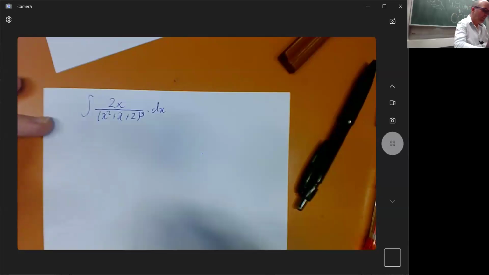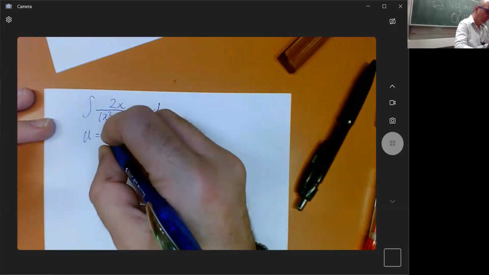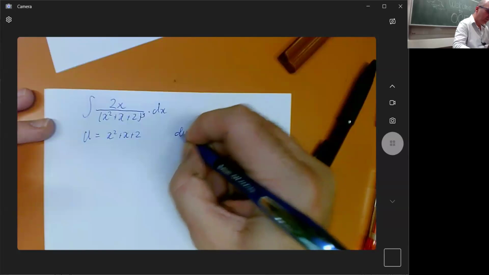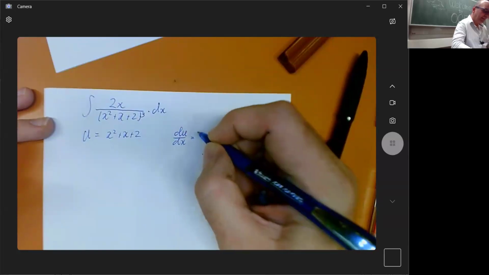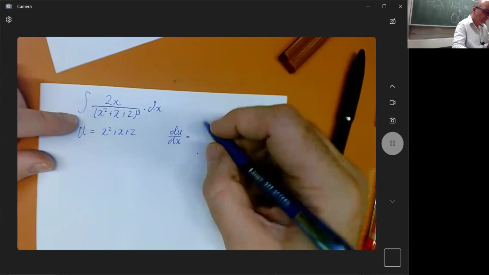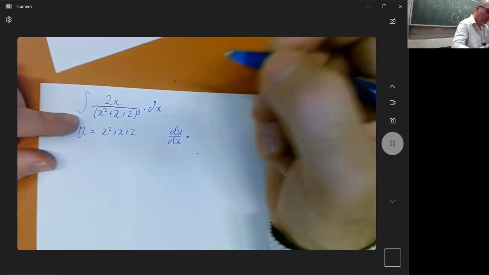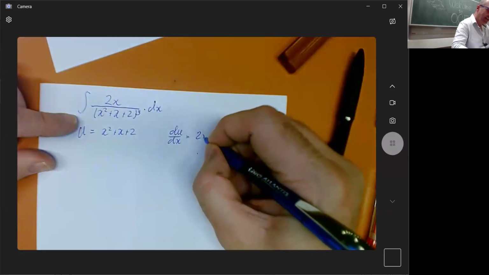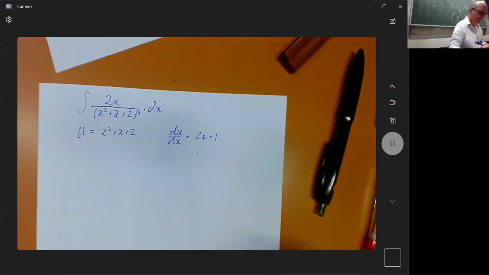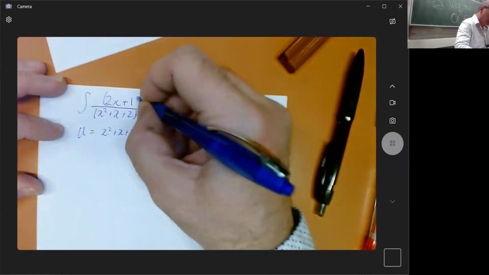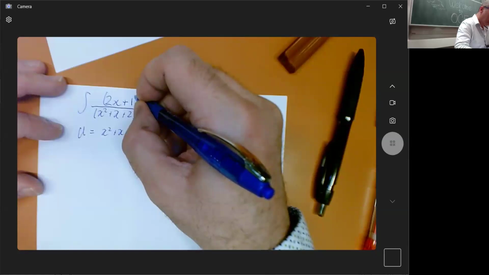Now, this is an example where what I want to do is let u equal x squared plus x plus 2, and so du on dx is equal to 2x plus 1. Make this work. I'm going to do that. And this is actually what we'll do. Can I do that?